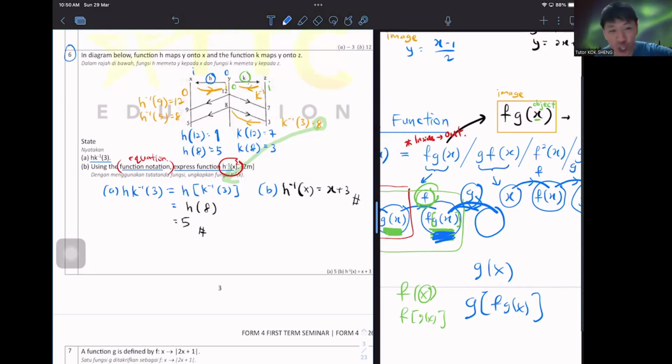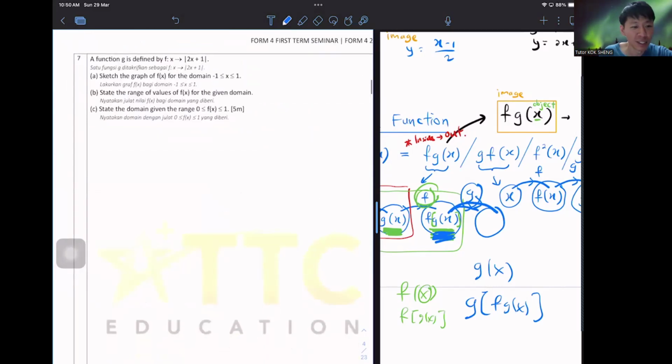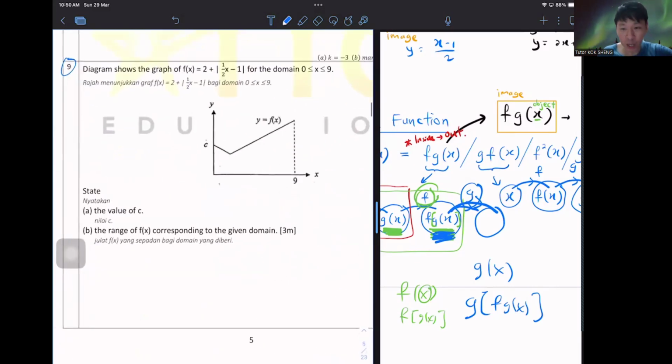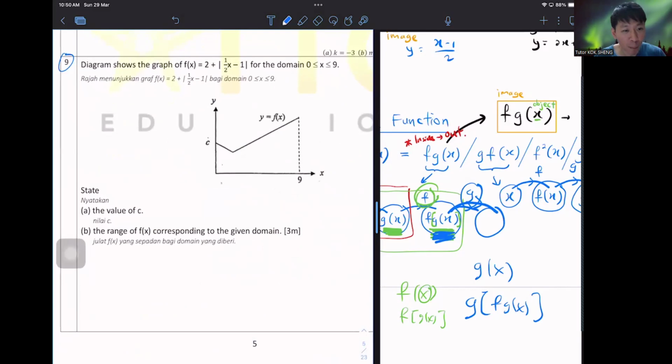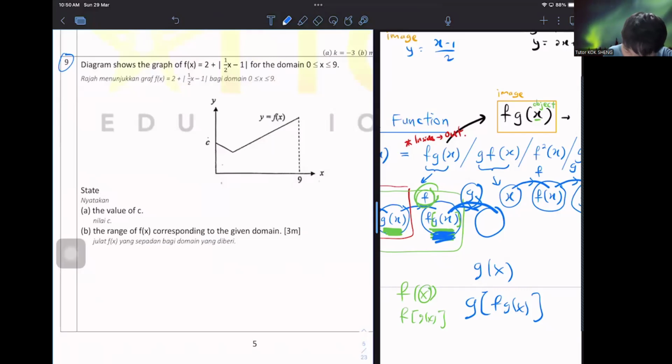Okay, number 9. How many more do we have? Wow, we got 13 more. Number 9, now they change to graph idea. Number 9: the table shows the graph of f(x), a weird shape here, for the domain 0 to 9. So this graph starts from x equals 0 until x equals 9. You can see the graph here. The graph is floating.